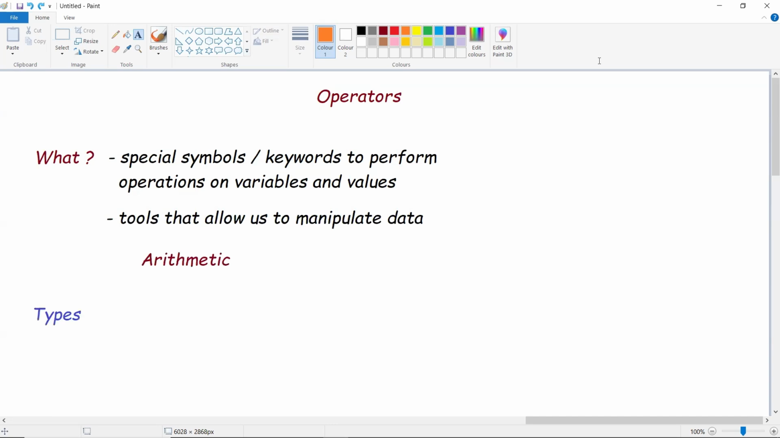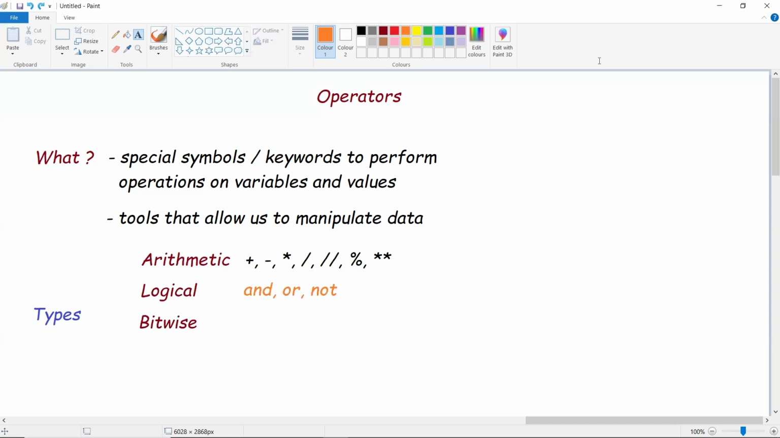Among that, the first one is arithmetic operators. These are used for basic mathematical operations like addition, subtraction, multiplication, division, floor division, modulus division, and exponential. Next come logical operators. Logical operators are used to combine conditional statements. These are three: and, or, not.